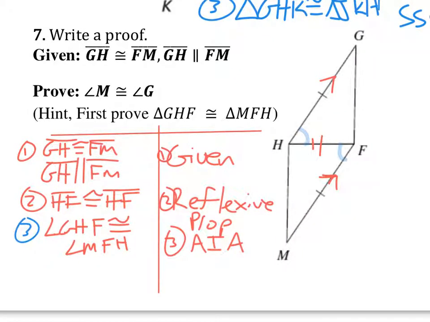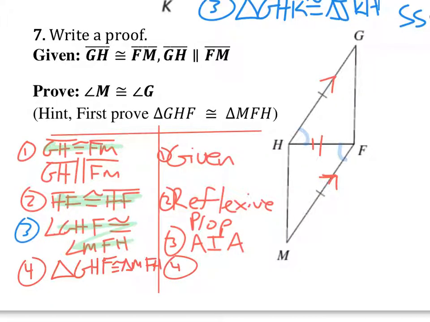And so now that's enough. We have everything we need. We have a side, we have another side, and we have an angle. We can see those marked. Those should always be marked there. So we can say that the triangles are congruent. Now notice we were going a little bit further here. Triangle GHF is congruent to triangle MFH. And the reason for that is side, angle, side.